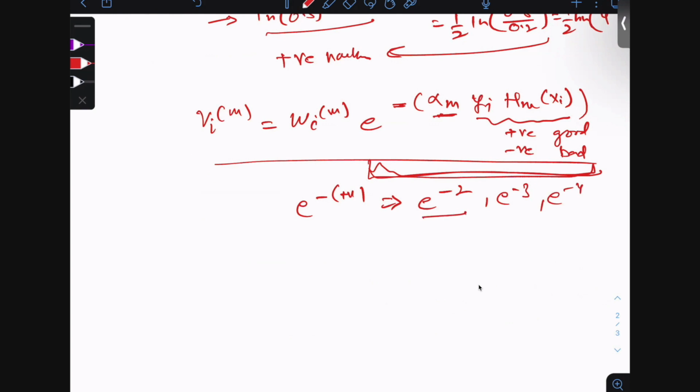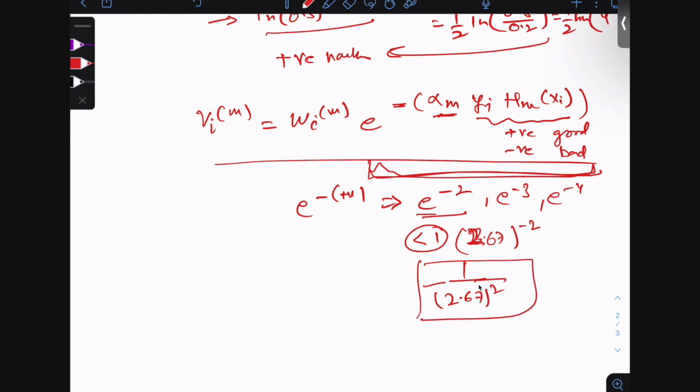It will be a number which is less than 1, right? Because what will be the e? e is 2 point something, some natural number, 2.67 or something, if I'm correct. To the power minus 2, that means 1 by 2.67 squared. This is what e to the power minus 2 is. This number has to be less than 1, right? If, on the other case, this is a bad prediction, then this number will become negative. This negative becomes positive, so the exponent will become a positive number. Anything e to the power of a positive number will become greater than 1, right?